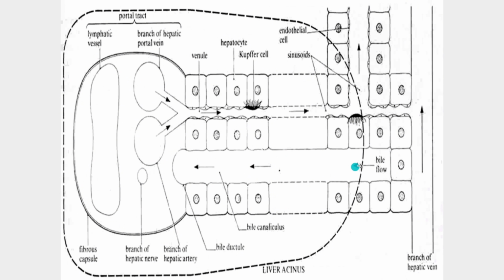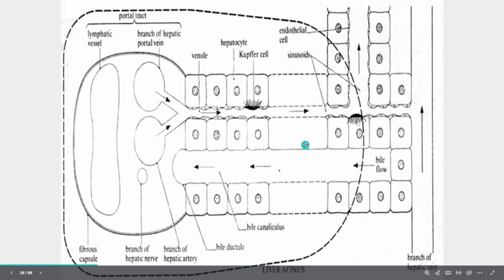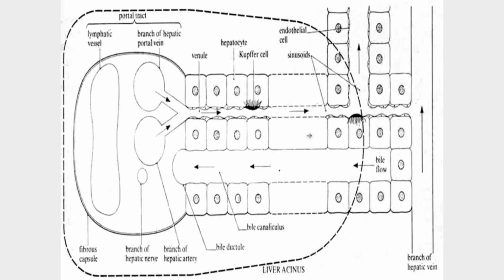The bile produced by the hepatocytes and transported to the bile duct goes through the bile canaliculus. At the end of the bile canaliculus is the bile duct, which is connected to the gallbladder. Your bile will be transmitted to the gallbladder and stored there, and used during the nutrient digestion process. So this is the basic structure of the liver. I hope you can understand, so when the exam comes, you are able to label the structure of the liver cell.